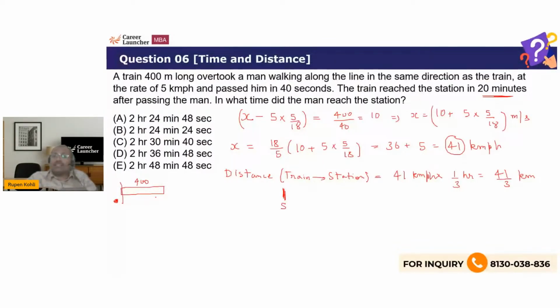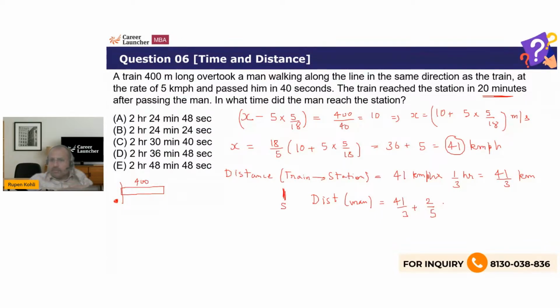You won't get the answer. There is no option that would match that figure that you will get by doing 41 by 3 divided by 5. If you're thinking that would give me the answer, it won't. So therefore, it's a very good question. So the final thing to do is that the actual total distance that the man has to cover is this 41 by 3 kilometers plus another 400 meters, that's 0.4 kilometers, or 2/5 of a kilometer.